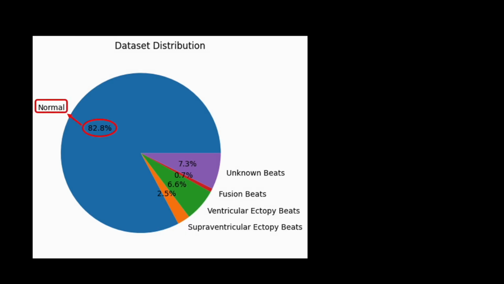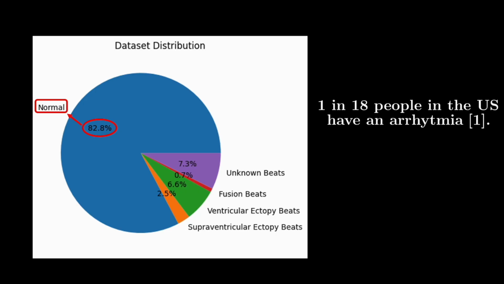The dataset is heavily imbalanced, with normal heartbeats making up over three quarters of all samples. While this can present a challenge during model training, it also reflects real-world conditions, where normal heart rhythms are more common than rare or unknown ones.